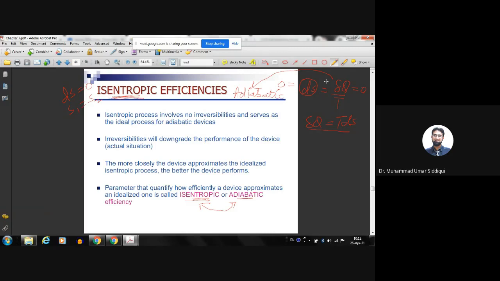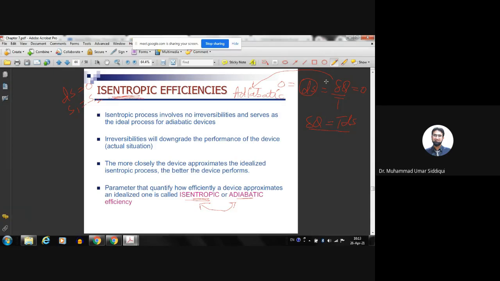Okay, so let's talk about the most common example. Suppose we have a motor. A motor is basically a device which uses electrical energy and converts it into mechanical work output. Now, if the motor has no losses, then all of the electrical energy that you provide to the motor will be converted into work output. This kind of motor will be the isentropic motor.